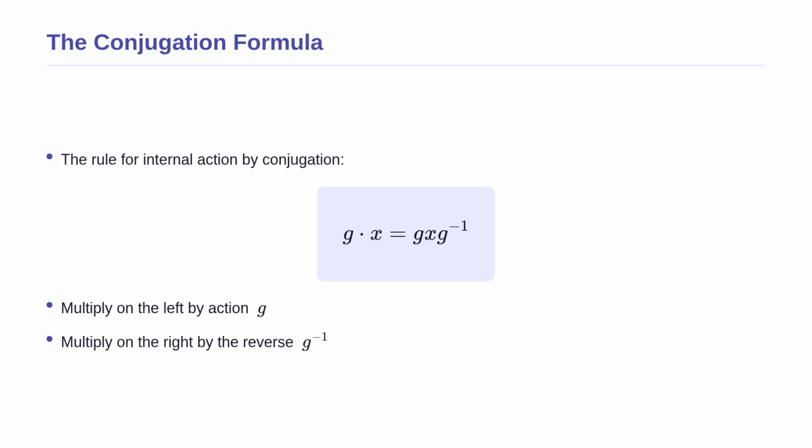Let us look at the mathematical rule for this internal action. This formula defines conjugation. The action consists of taking an element X, multiplying it on the left by an action G, and then multiplying it on the right by the reverse of G, which is G inverse. This three-part multiplication is the formal way we change the coordinate system, perform the operation, and return to the original coordinates. If the variable G changes, the perspective shifts differently, altering how the internal elements interact with one another.